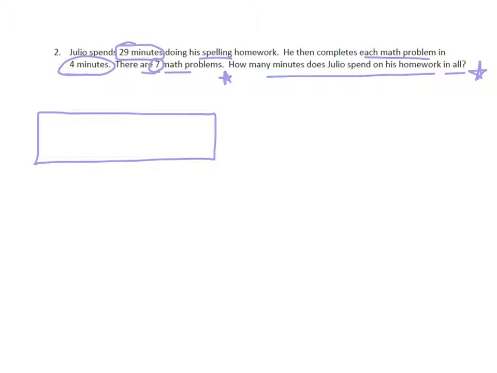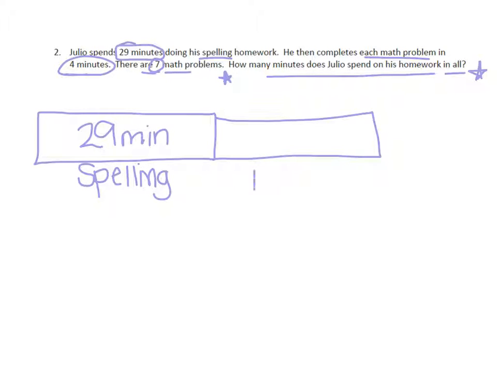Now I'm going to take a look at the first sentence. It says that Julio spends 29 minutes doing his spelling homework. So I'm going to put 29 minutes in my piece of tape and I'm going to label it at the bottom with spelling. It says that he completes math problems in 4 minutes. So I'm going to draw another piece of tape to represent the math problems. It says that there are 7 math problems. So I'm going to divide my tape diagram into 7 pieces. I'm going to put 4 minutes in each piece.